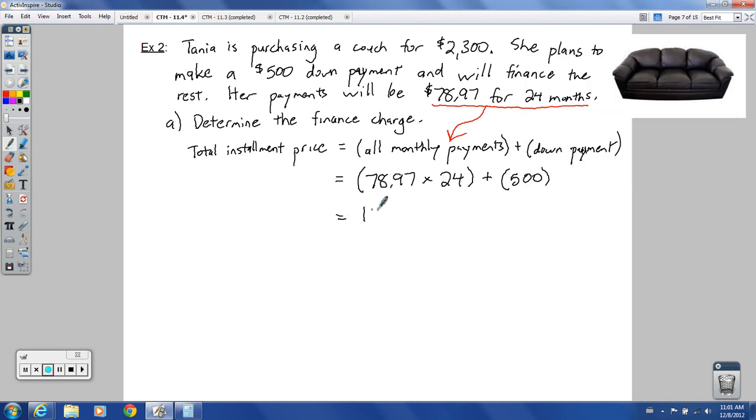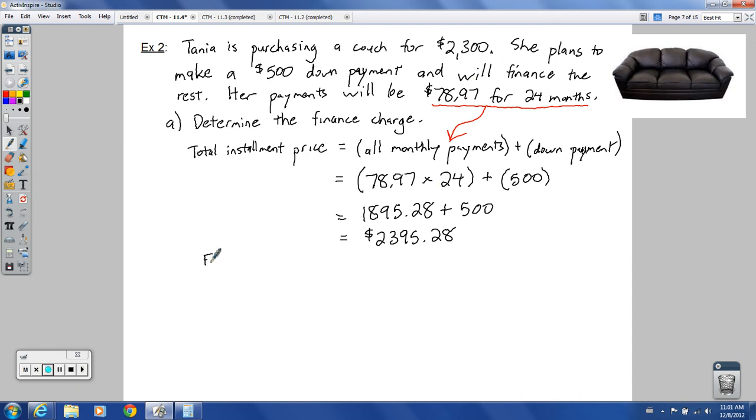$1,895.28 plus $500. So the total installment price is going to equal $2,395.28. So now the finance charge, we can figure that out pretty easily from there. You have this amount that you're paying total, and then this is what it would have cost with straight up cash. So take this minus this, that's your finance charge.